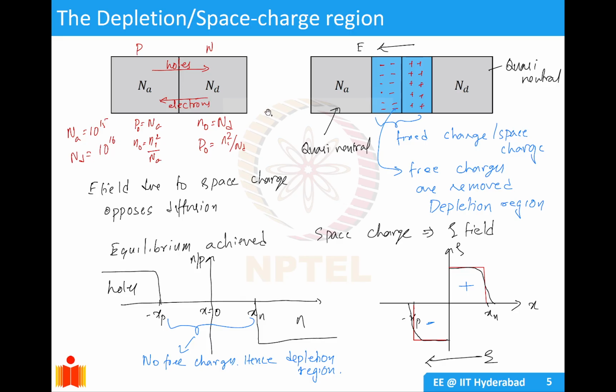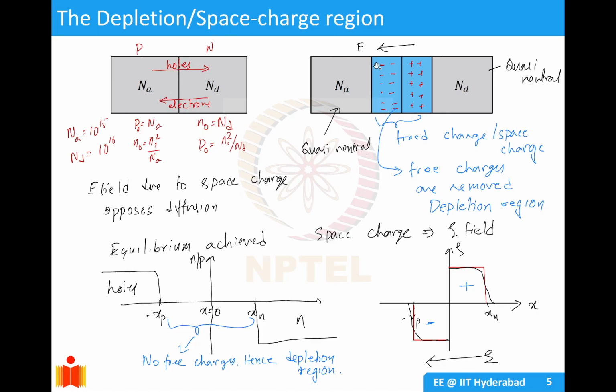So now, when you form a PN junction, what happens is, due to the difference in their concentration, holes diffuse. This region has a high density of holes and a low density of electrons, and this region has a high density of electrons and a low density of holes. So holes will diffuse from this region to this region, and electrons will diffuse from this region to this region.